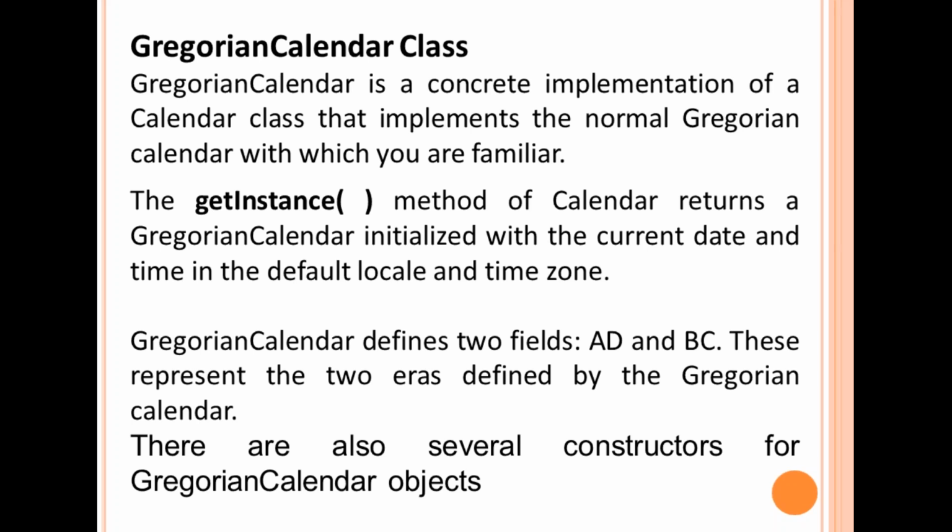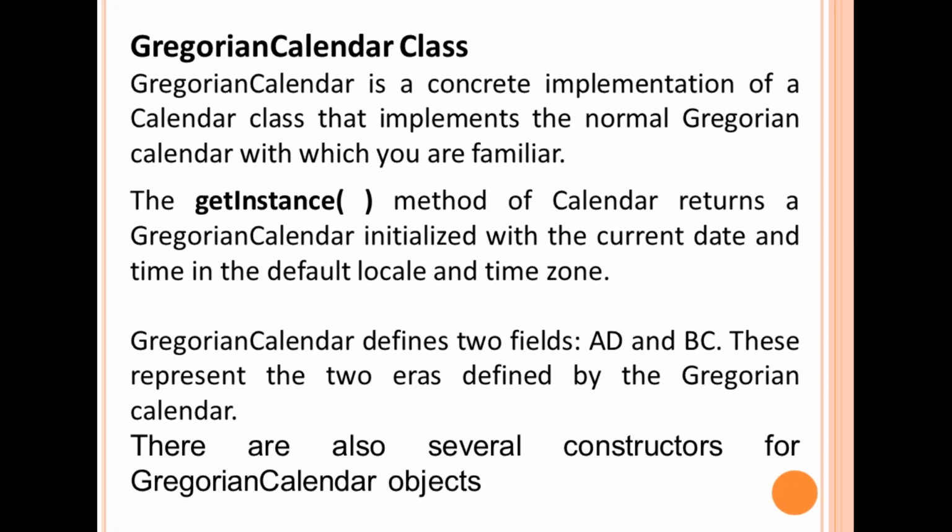GregorianCalendar class. GregorianCalendar is a concrete implementation of a Calendar class that implements the normal Gregorian calendar with which you are familiar. We did not discuss the Calendar class in this tutorial. You can look it up in the standard Java documentation. The getInstance method of Calendar returns a GregorianCalendar initialized with the current date and time in the default locale and time zone. GregorianCalendar defines two fields, AD and BC. These represent the two eras defined by the Gregorian calendar.